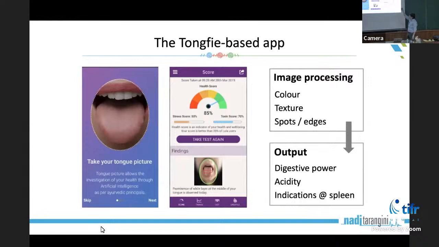From the tongue angle, we developed a tongue app. We chose 2,000 of our people, and they keep taking selfies. We told them to take a selfie of their tongue every day. We track them over time, and we can actually see the colors, texture, spots. There are various books, various shlokas in Ayurveda, which define, based on where the spots are, how you can correlate that to acidity, indigestion, and so on. And we have very good results. This work is going on at IIT Kanpur, very good results.